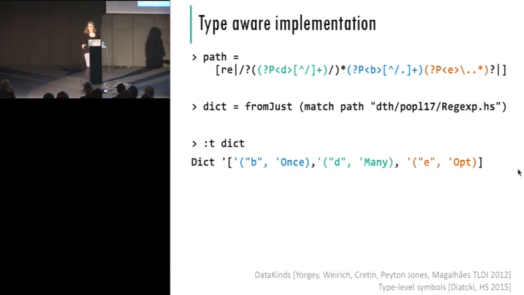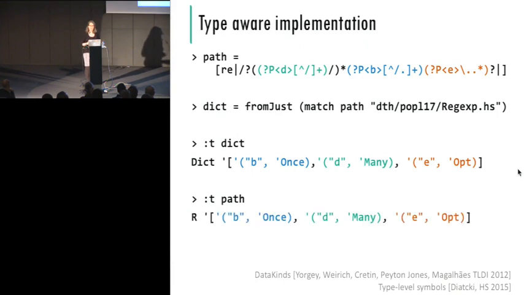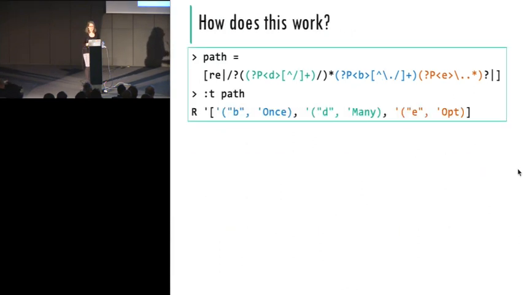How did dict get this type? Right? How did we figure out that this was the type of the dictionary? Well, the type of the dictionary came directly from the type of the regular expression. It came directly from the type of path, which says, I'm a regular expression that binds these capture groups in this way. And then the match function just makes that connection. It says that whatever regular expression you use, the result you get is going to correspond to it. Okay, so how did we get that type for the regular expression? How did we go from this regular expression string to this type at compile time?